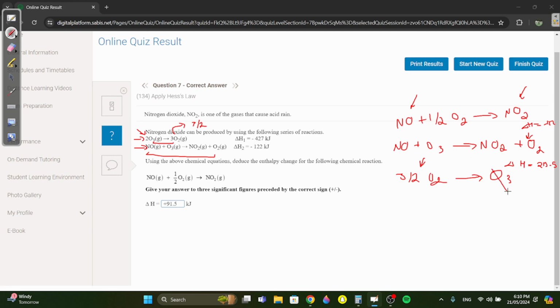Then the O3 cancels with the O3. 3 over 2 O2 minus 1 O2 gets you 1 over 2 O2, and then you're left with NO plus 1 over 2 O2 to produce NO2. And then delta H, you just add negative 122 plus 213.5, and you're going to get 91.5 positive.